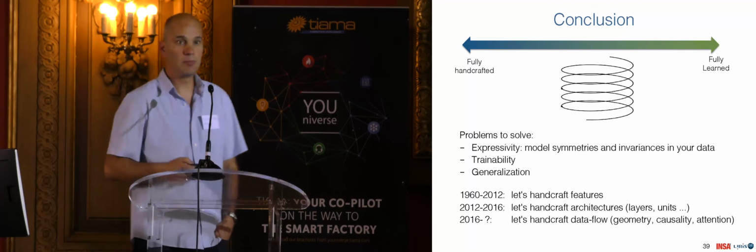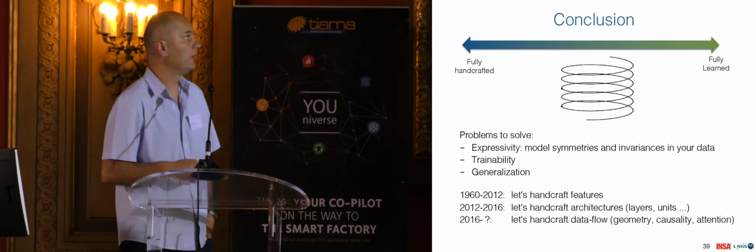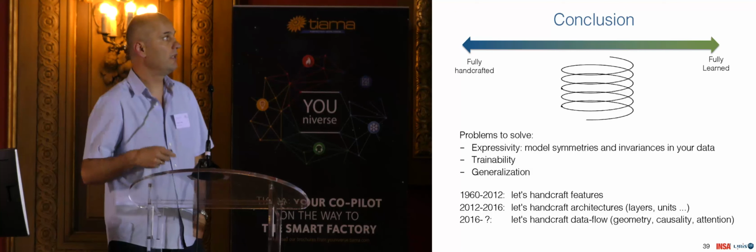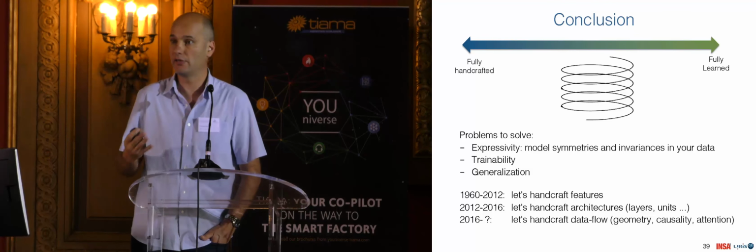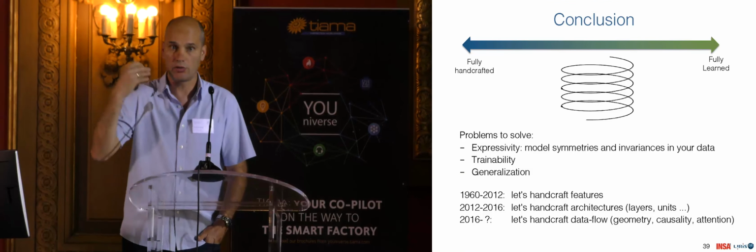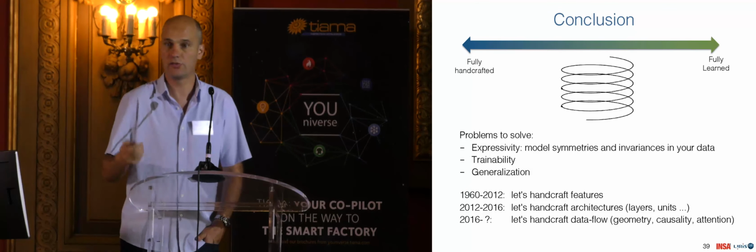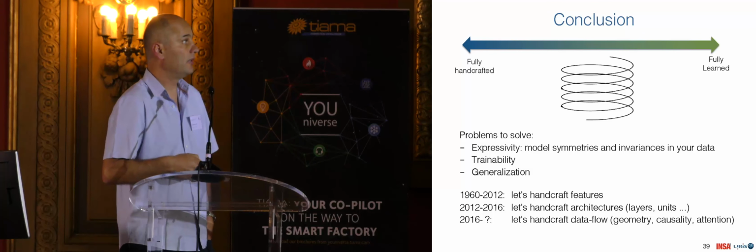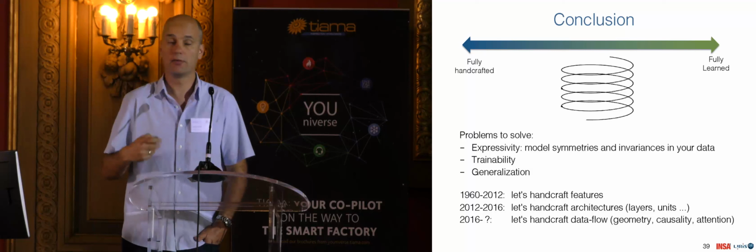So the problems we have to solve in machine learning are expressivity. We need to model symmetries and invariances in our data. This is really important: not just throw networks at your data, check what the symmetries and properties are. We need to find trainable functions and make them generalize.